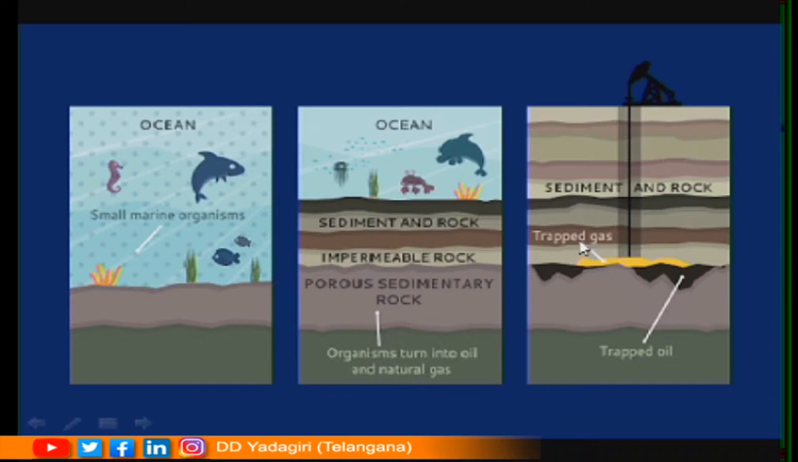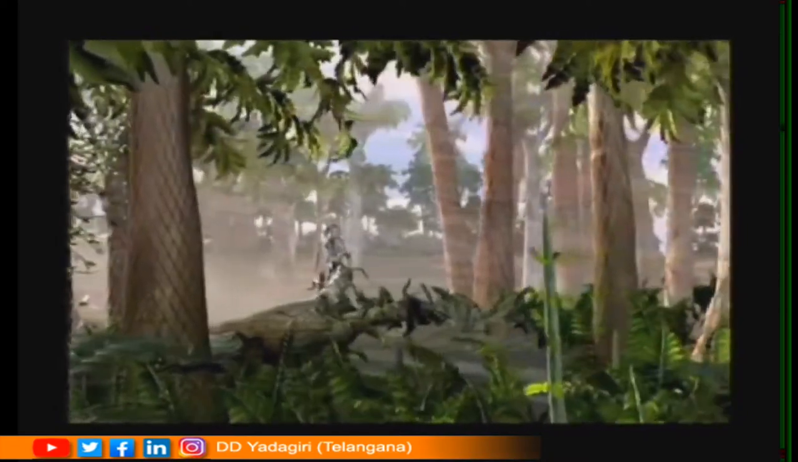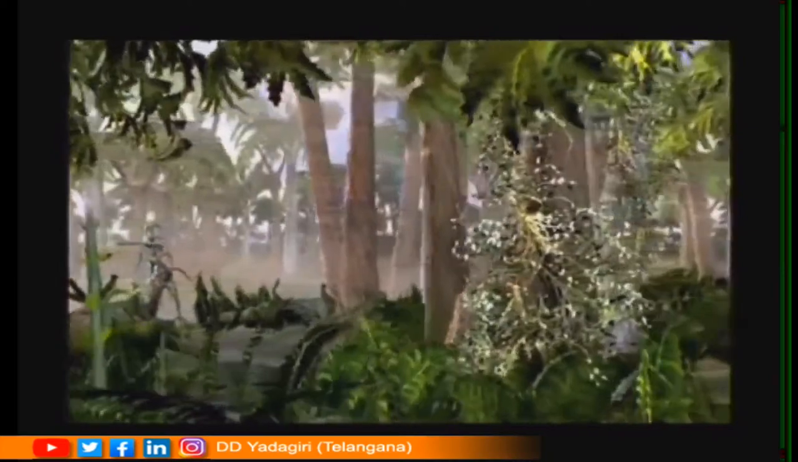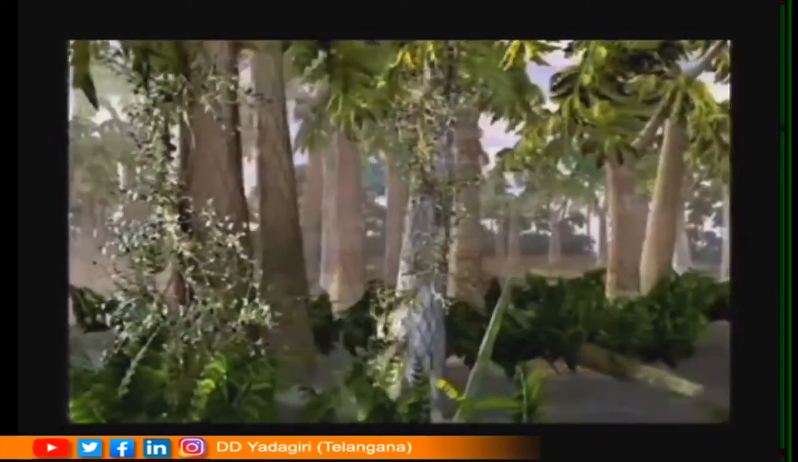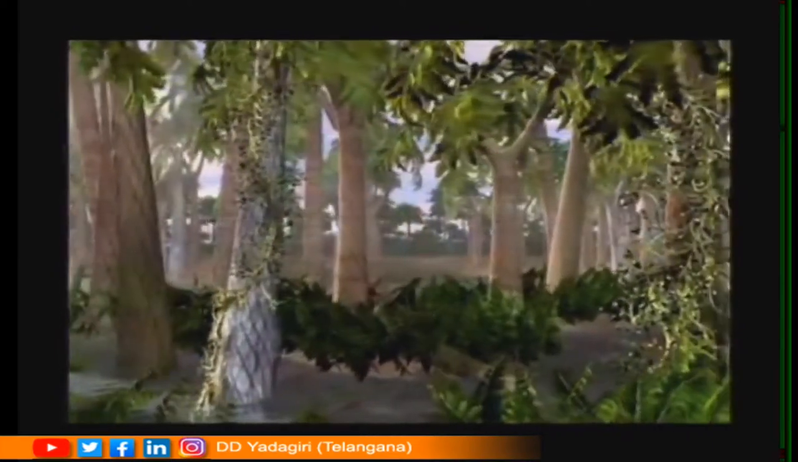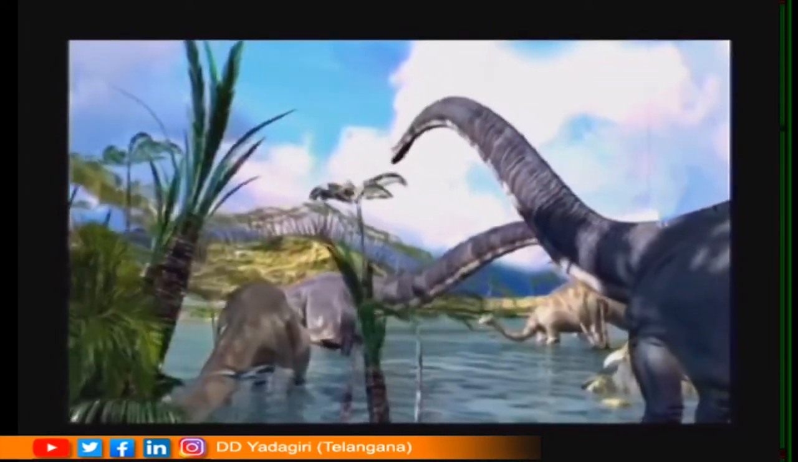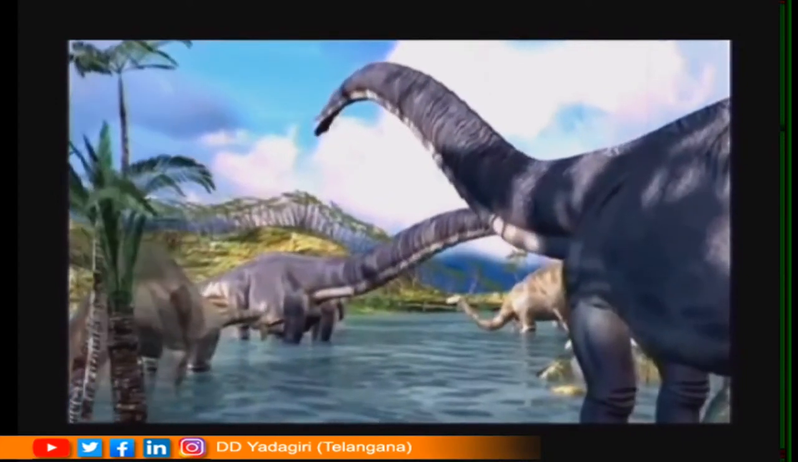Now, it is the formation of natural gas and petroleum. Now, children, we will have a small video about the formation of coal. At the beginning, the earth is covered with many, many forests, and in these forests we have beautiful flora and fauna. You can see the trees and also small animals.